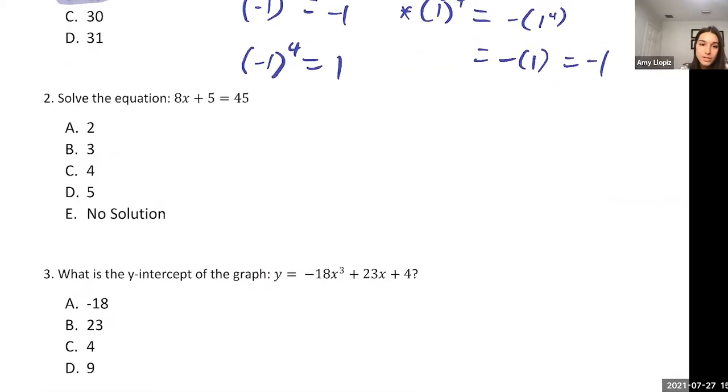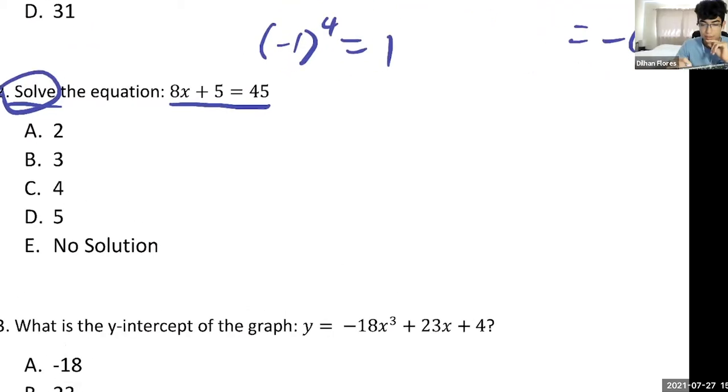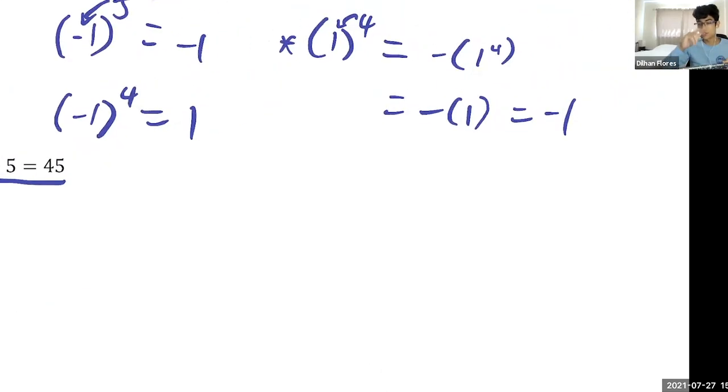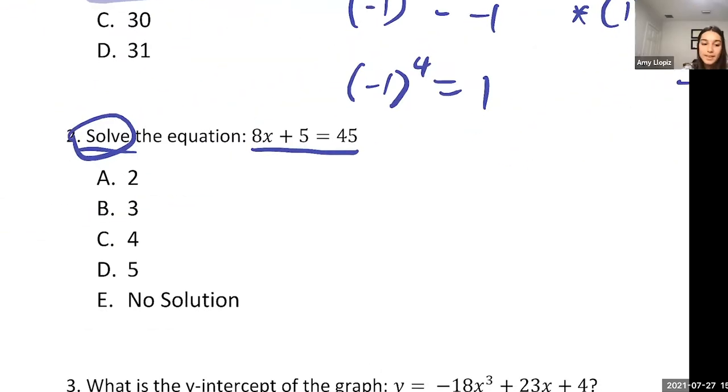Solve the equation 8x plus 5 equals 45. Awesome. When they mean solve, what do they mean? What do you want to do? You have to isolate the x. Yeah, perfect. Sorry, I cut you off. What were you going to say? I was going to say you have to find x. Yeah, exactly. We isolate x.